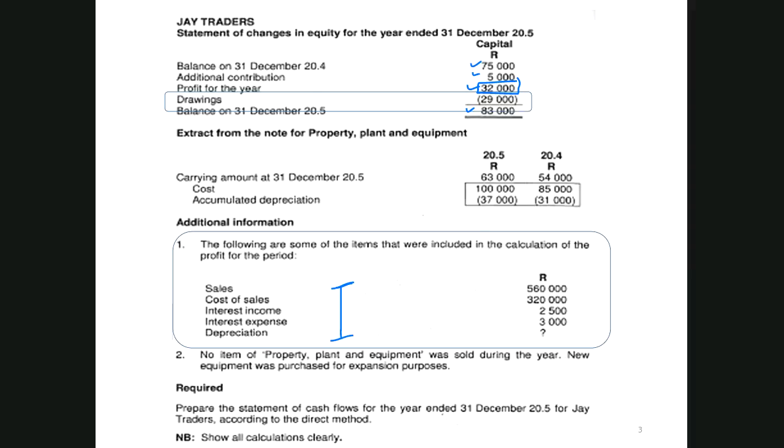Drawings we are going to be showing under the operating section of our statement of cash flows. These are amounts that the owner has taken out. And we have drawings because it's a sole trader. Then an extract from the note for property, plant and equipment.